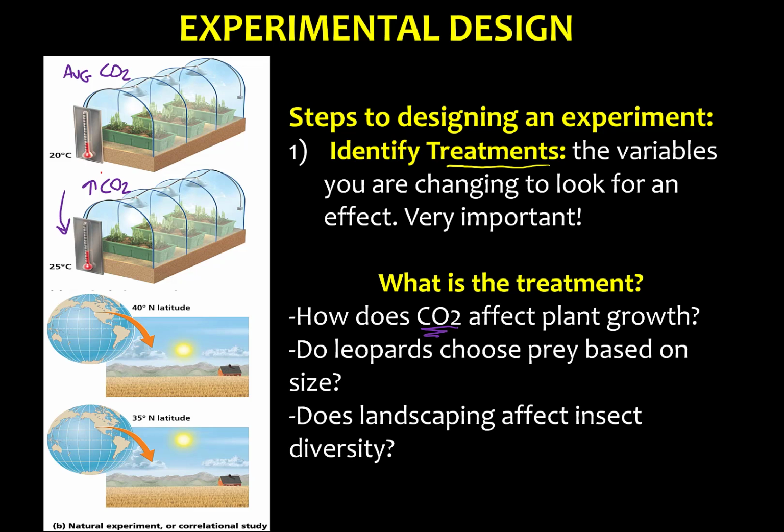What if our experiment was observational? These guys down here. Okay? Maybe one question we could ask, one hypothesis, is, do leopards choose prey based on prey size? So what's the treatment? What's the variable we're changing? It's not location, it's not time of day, it's not environment, it's the size of the prey animal. Prey size is our treatment. That's the variable we're going to be looking at, the thing that'll change that we're interested in.